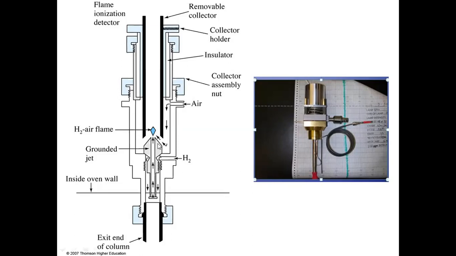When the organic compound is separated from the chromatographic column, it reaches this flame, because there is a provision, see here at the bottom, the exit end of the column is connected to the detector. This is a provision for the passage of the solute towards the detector. So the solute is carried by the carrier gas and it will reach the flame.